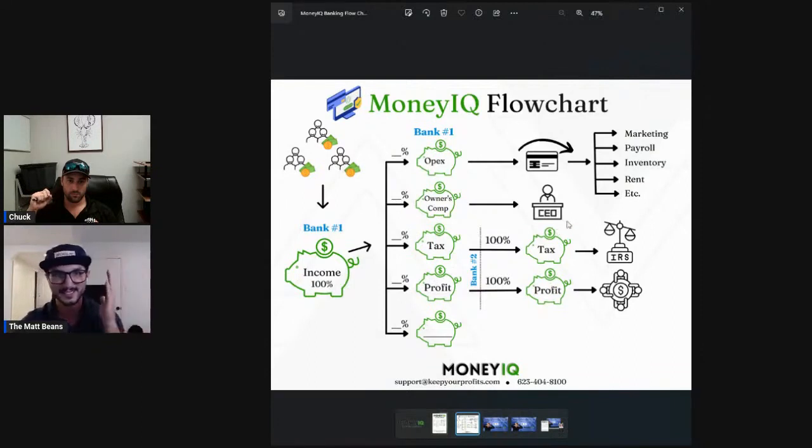You're making your business decisions based on the operating expense and the owner's comp in your company. The tax and the profit is allocated for your shareholders and your taxes that are due once a quarter or once a year. So that money's gone, okay? Out of sight, out of mind. And then you get paid as a shareholder.